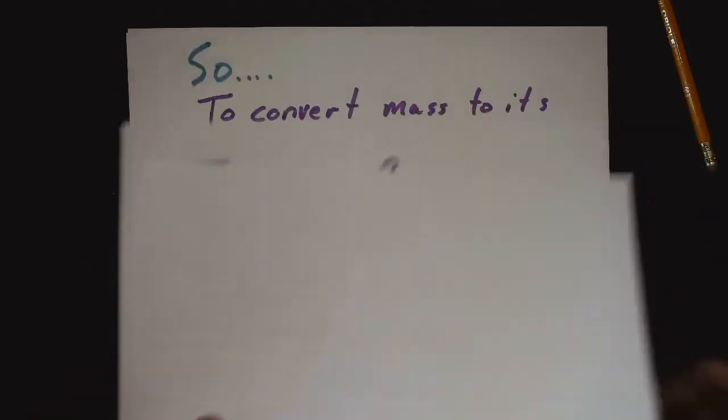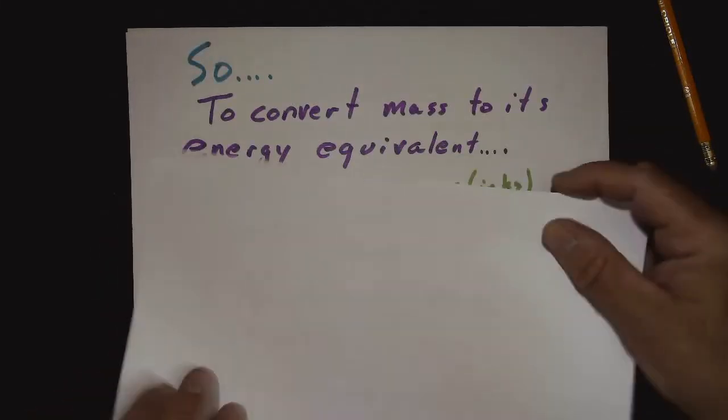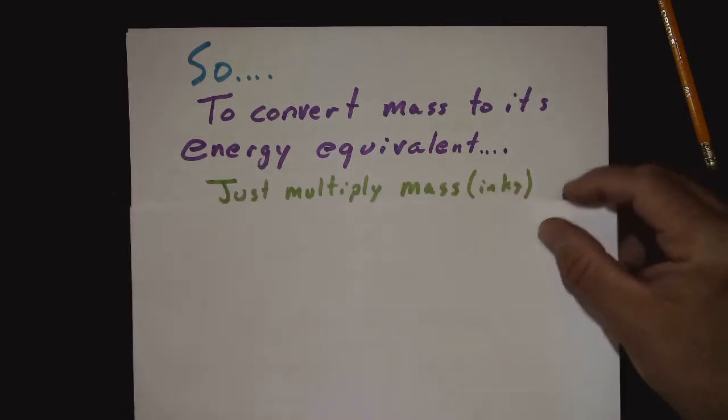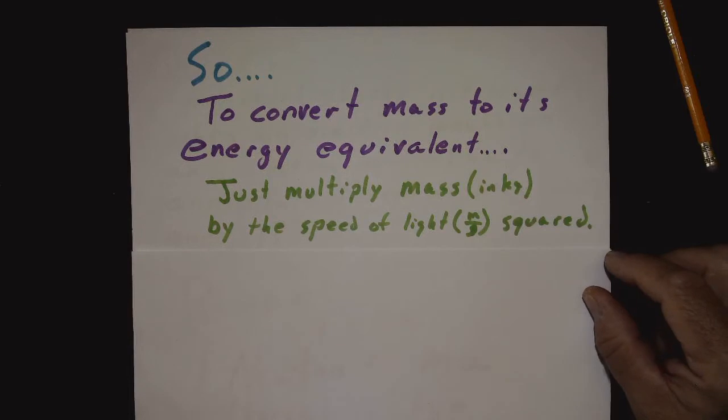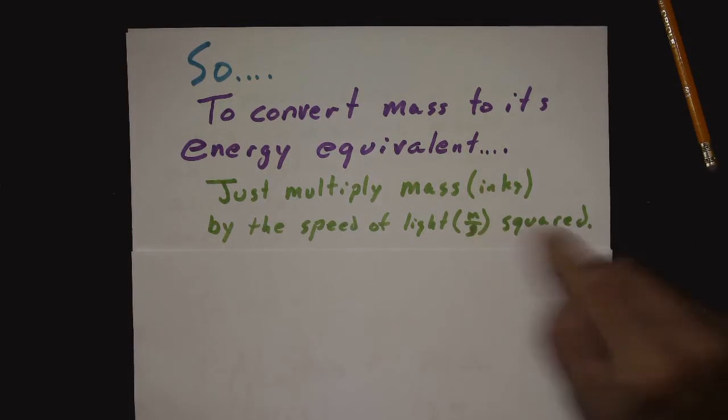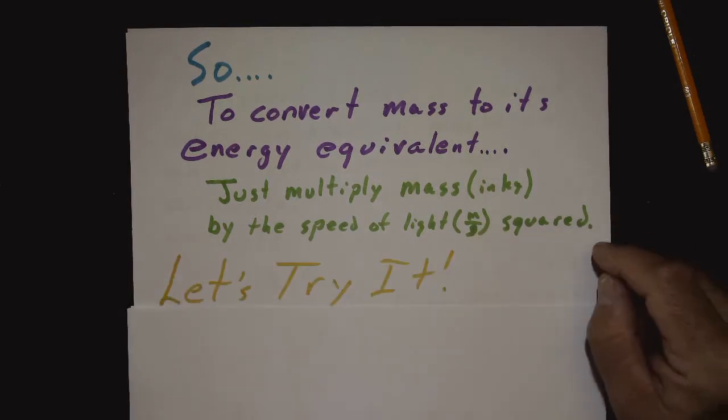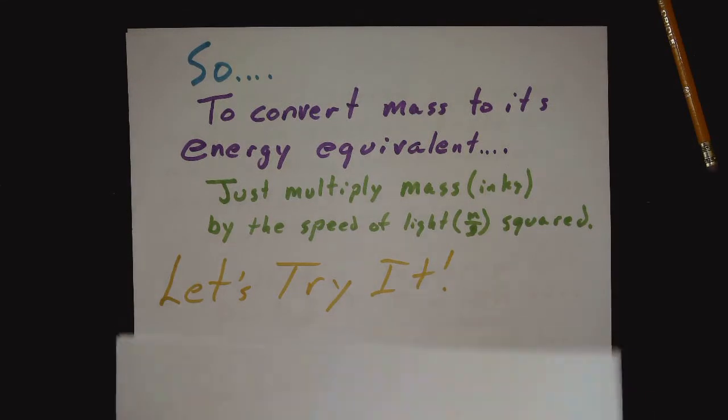Let's move on from that. So to convert mass to its energy equivalent, you just multiply the mass in kilograms by the speed of light, meters per second, squared. Let's try it. You can see these are not going to be challenging, other than the craziness of the units involved.